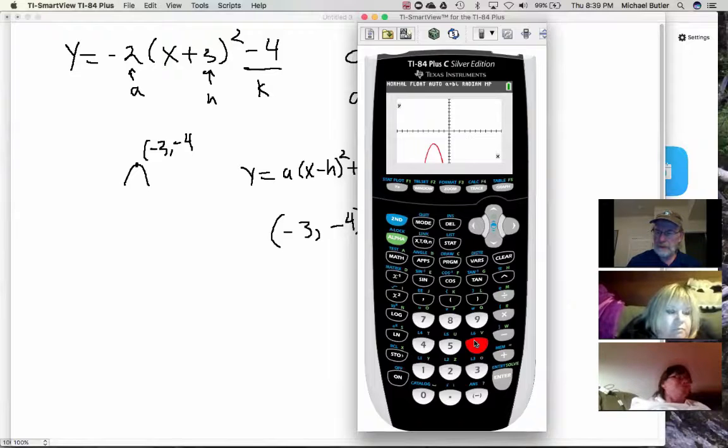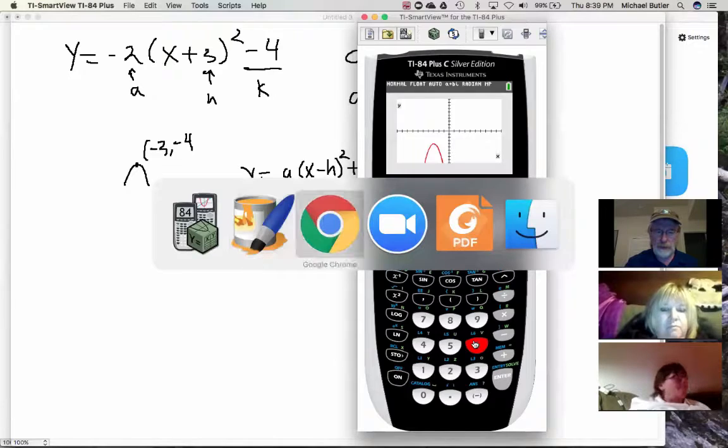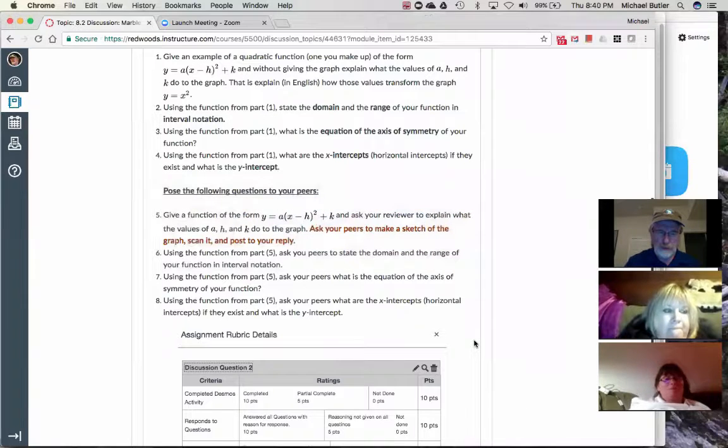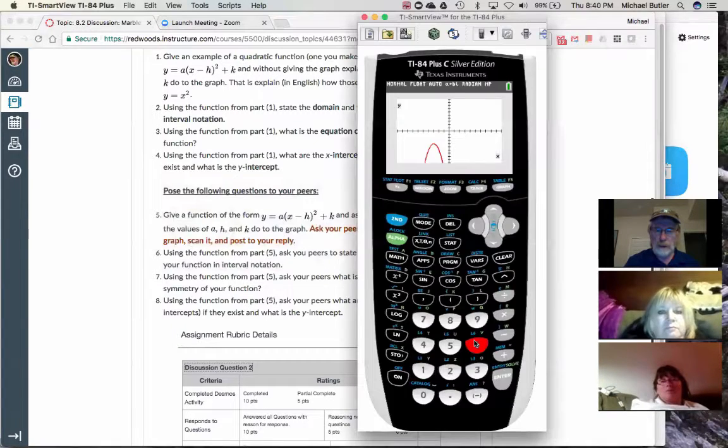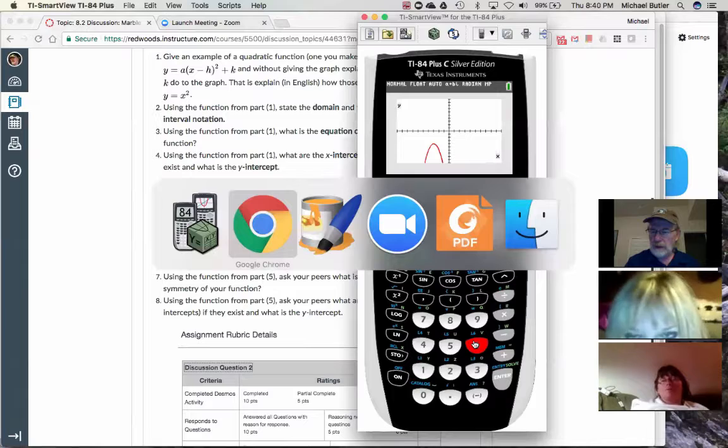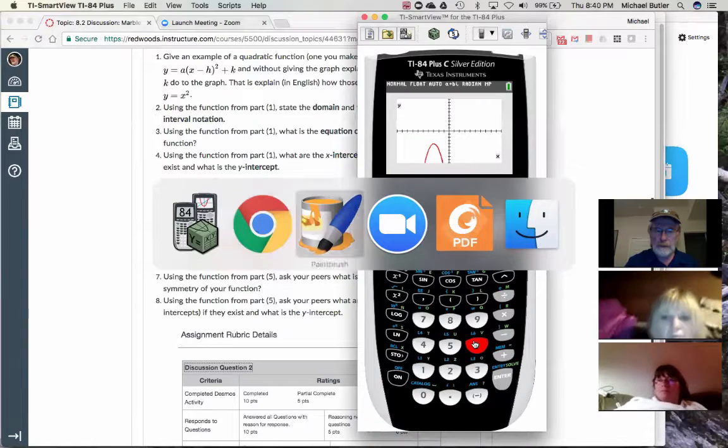Okay, so here, let's go back to the question now. Let's see if we're going to make this question work for me. It says, give a function of the form y equals a times x minus h squared plus k, and ask your reviewer to explain what the values of a, h, and k do to the graph. You have to be able to answer that question, whether they got it right or wrong.